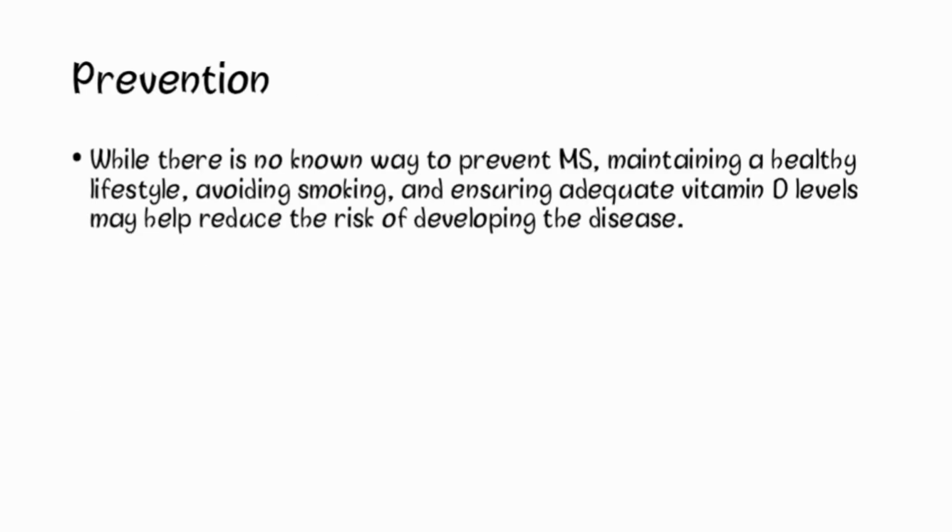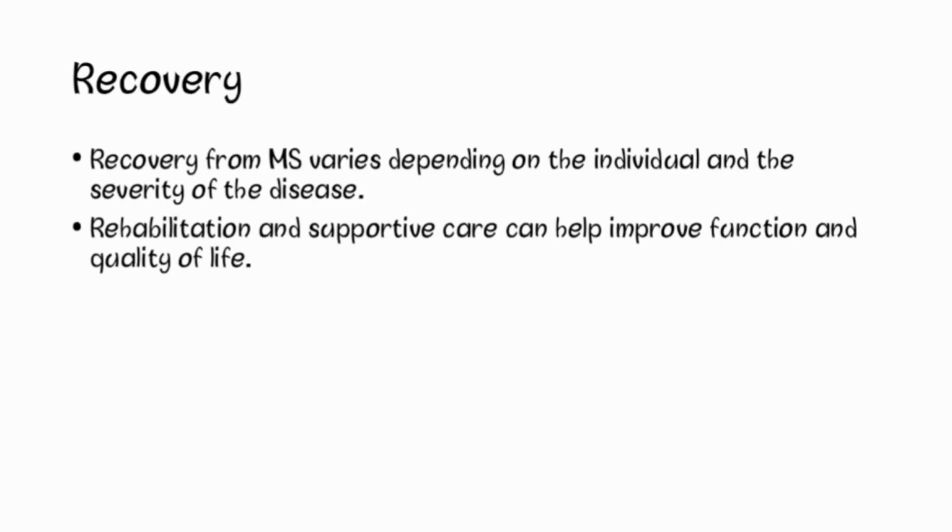Now, prevention. While there is no known way to prevent MS, maintaining a healthy lifestyle, avoiding smoking, and ensuring adequate vitamin D levels may help reduce the risk of developing the disease. Now, let's talk about recovery. Recovery from multiple sclerosis varies depending on the individual and severity of disease. Rehabilitation and supportive care can help improve function and quality of life.